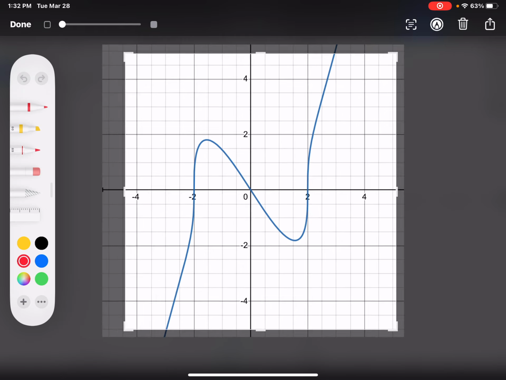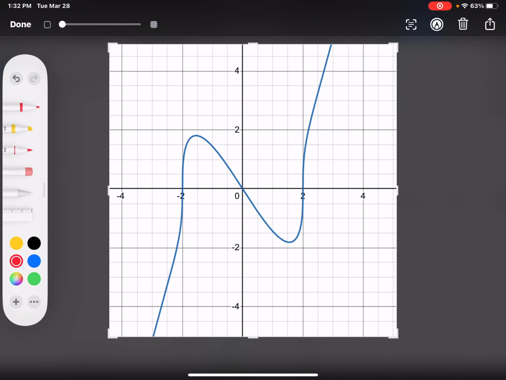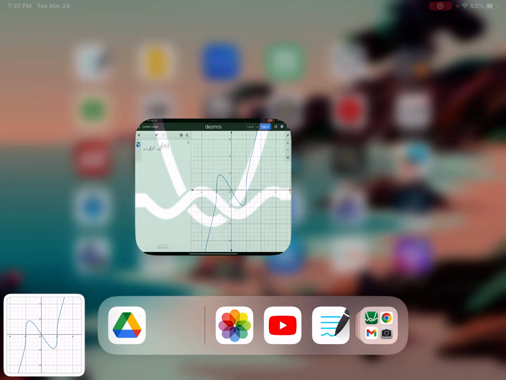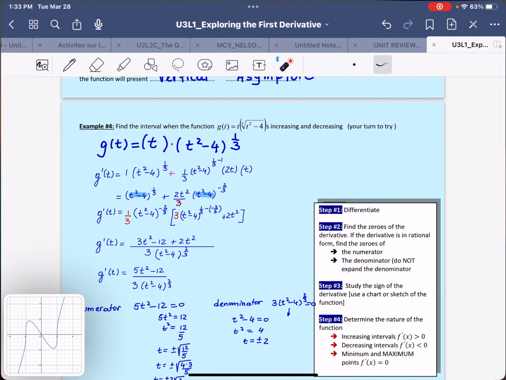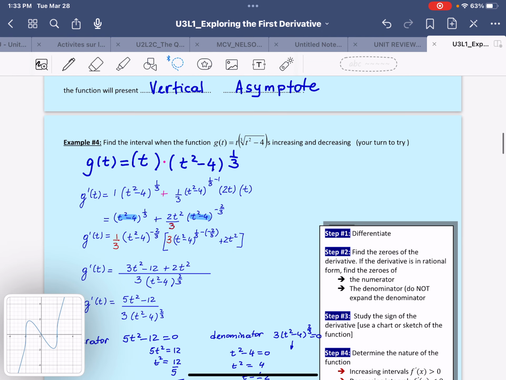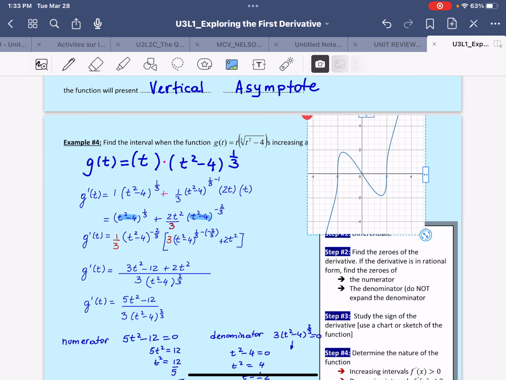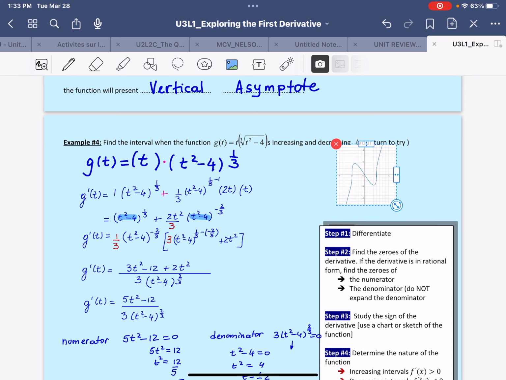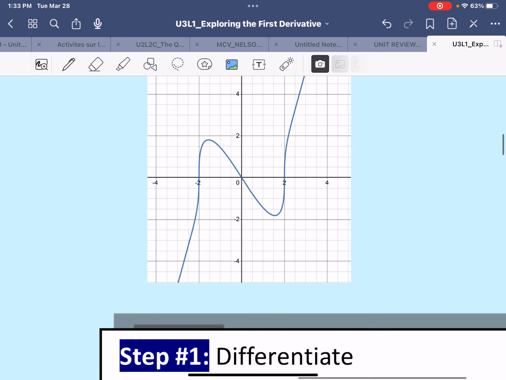Okay, and here we go. So let's get back to our question here. Where am I going to put the graph? Here, somewhere in here. There we go. All right, so don't worry, I'm going to zoom in so we can have a better view of it. So we said that at x equals negative 2 and x equals 2, the function is defined. However, the derivative is undefined.